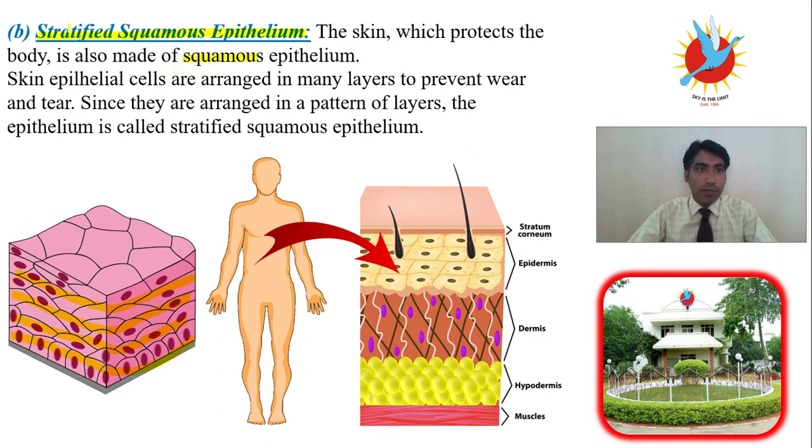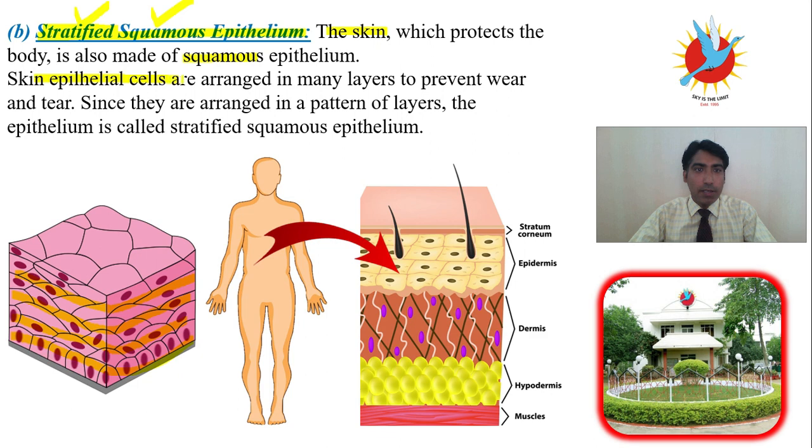Why are they called stratified? Due to the multiple layers. Due to the flat cells, they are called squamous. So the skin which protects the body is also made up of stratified squamous epithelium.